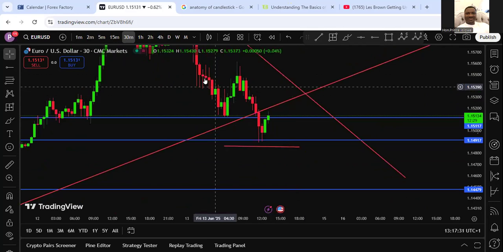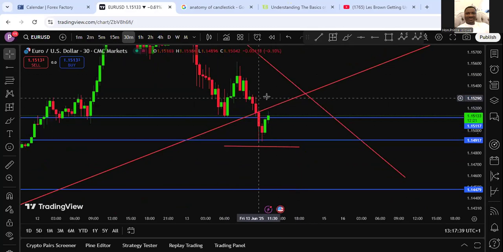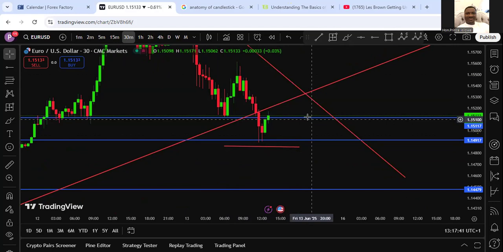You want to look out for pullbacks that get to these zones and give you bearish engulfing or bearish pin bars, or look out for sell opportunities if it is a sell trade. That's how you trade with candlesticks.